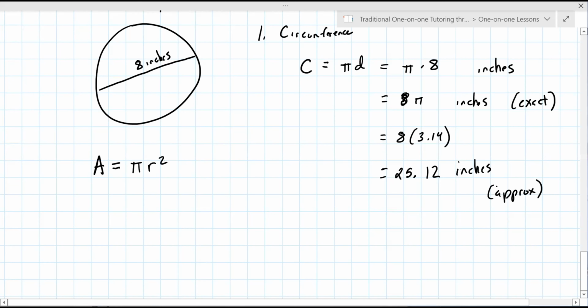Pi r squared. Perfect. Now, this 8 inches is the diameter, not the radius. How do we calculate the radius from the diameter? You need to calculate the radius from the diameter by multiplying 8 times 8. But this is the diameter. It's not the radius.